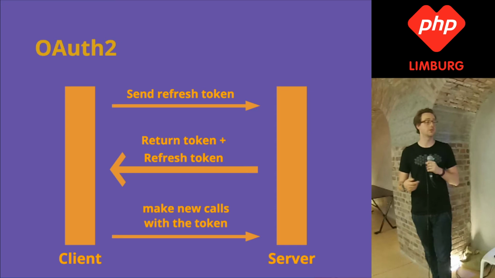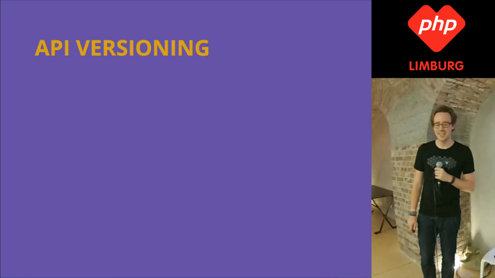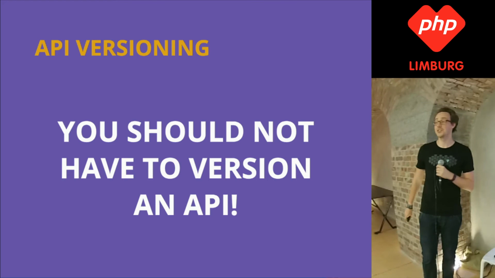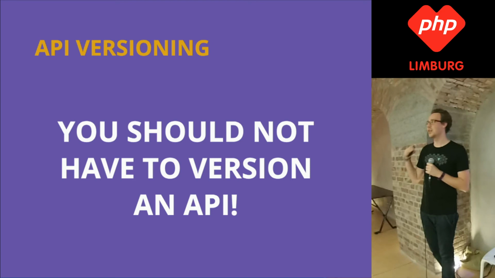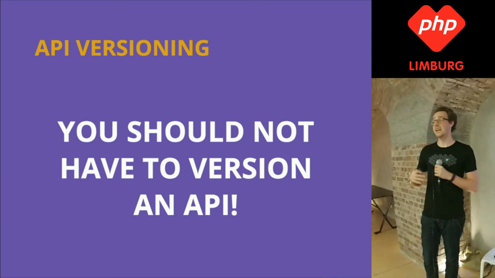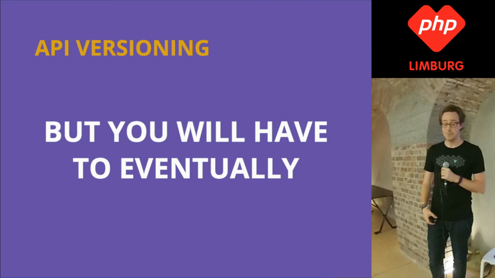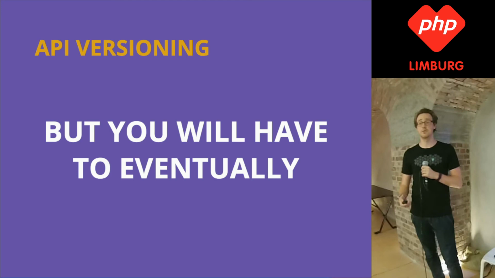Okay, another cool part, API versioning. Everybody loves API versioning. The most important thing you need to know about API versioning is you shouldn't have to version an API. Versioning APIs is very unpleasant. It just takes a couple more hours in setup to define a very stable, well-defined API and try to avoid versioning your API. The thing about versioning your API is that you will eventually have to version your API. Product changes, business rules change, maybe something wasn't as thought out as you thought it was.